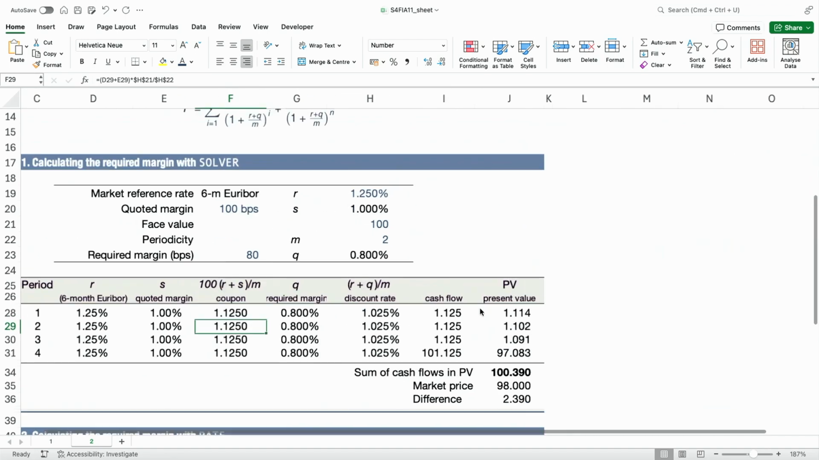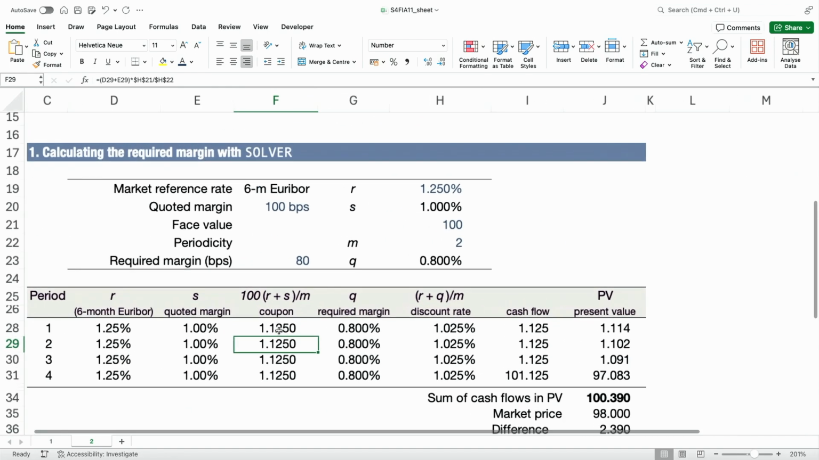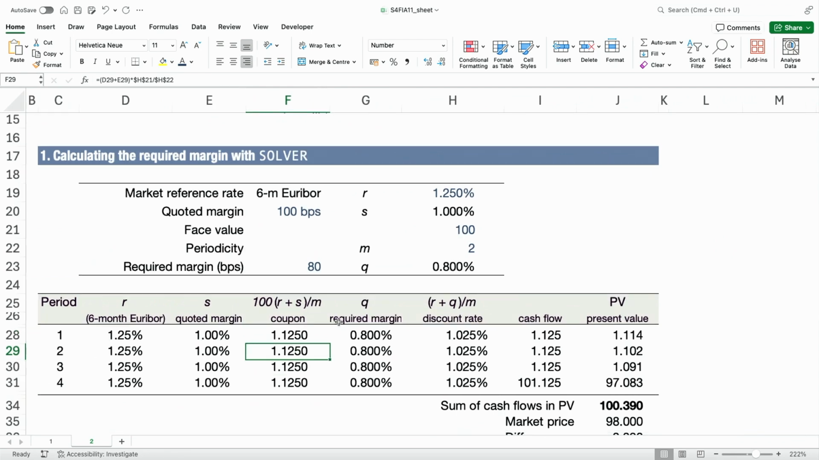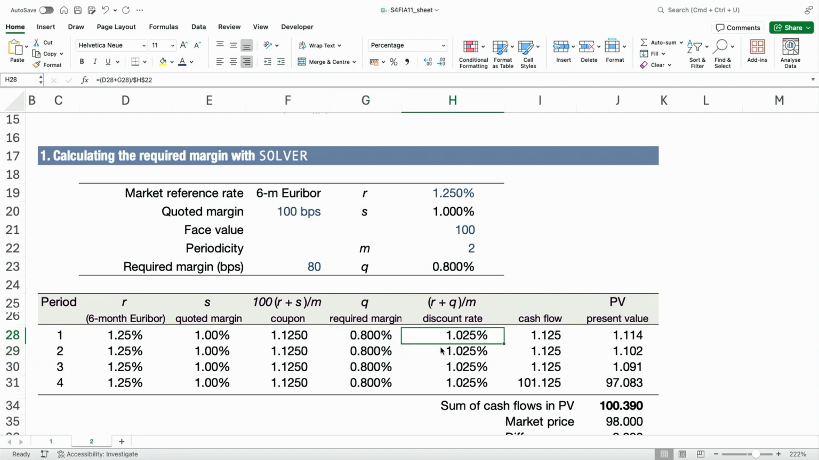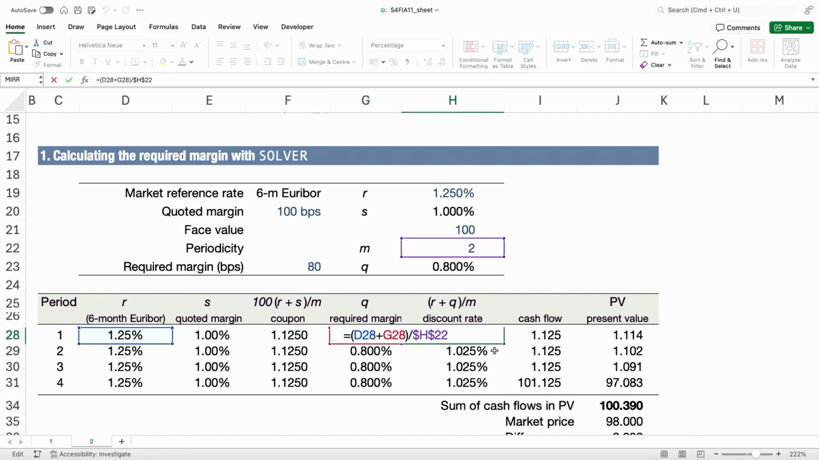Now, if we use the equation displayed at the top, we get, by column: R is 6-month Euribor and is constant also for future periods, one of the simplifying assumptions. S is the quoted margin. The coupon is given by the sum of the two divided by the periodicity, which is 2, times the face value 100. Since the required spread set by me is 80 basis points, we get for a discount rate per semi-annual period 1.125%.